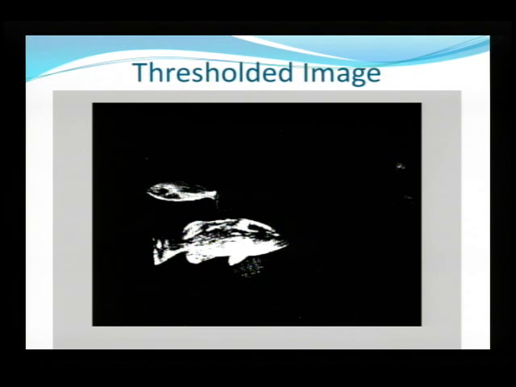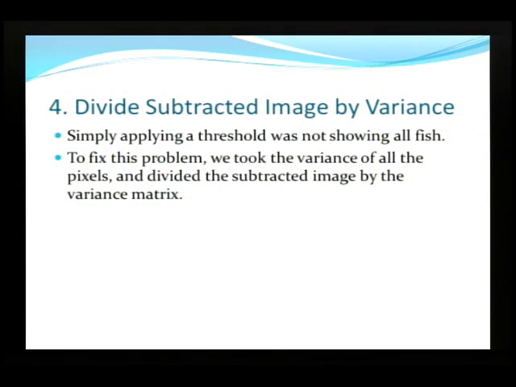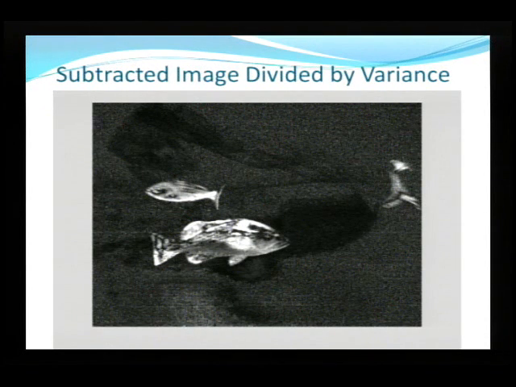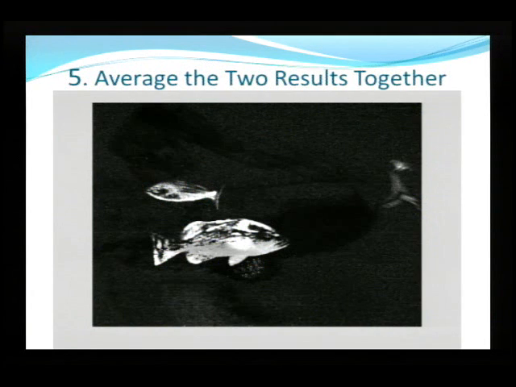So this is the picture of the thresholded image. On the right side of the image, there's supposed to be a fish there, but you can't really see it, so that's why I included the variance. So then I divided the subtracted image by the variance, and this is the image divided by the variance, and as you can see on the right, the fish appears. So then I averaged the two results together, and this is what I got.